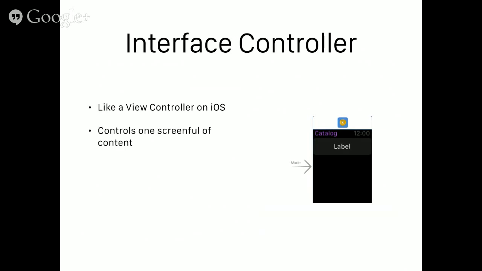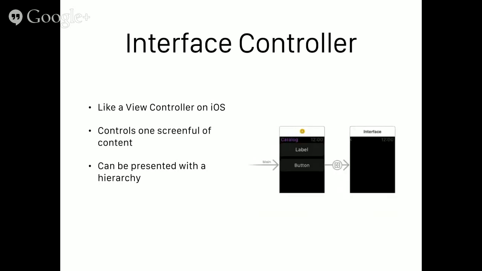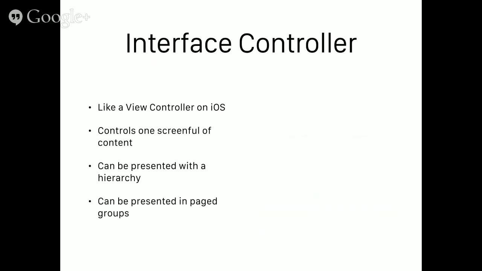You can present them in a hierarchy, so you can tap that button and go to the next screen, and then when the user's done, they can go back, just like a navigation controller. Or you can present them, so here's an example of that, where I get ahead of myself. So I can have this button display this controller, and there's a little back button that you can barely see. Or you present them in paged groups.